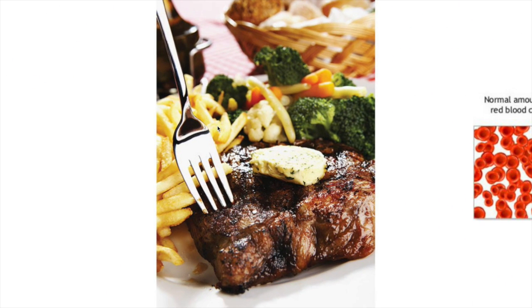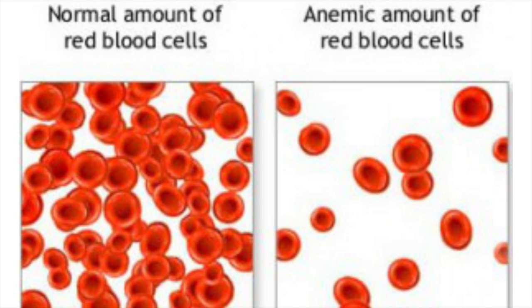Next, we're going to talk about some blood disorders. There are some nutritional ones. If you don't have the right nutrients, you can't make blood cells. Iron deficiency anemia. There's someone with a normal amount of red blood cells. There's someone with anemia. You don't get enough iron in your diet, you don't have iron to make hemoglobin, and you can't make blood cells.